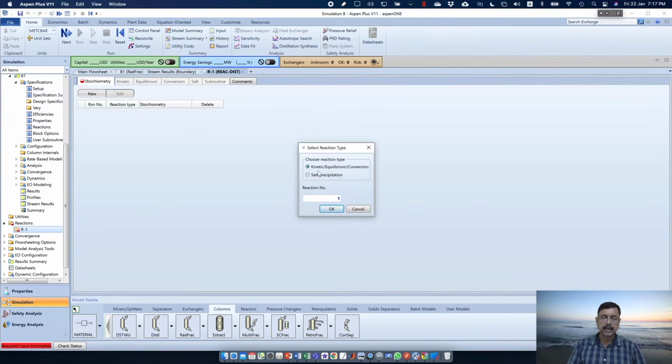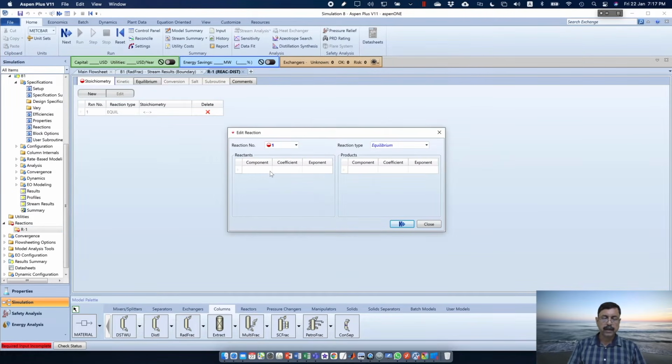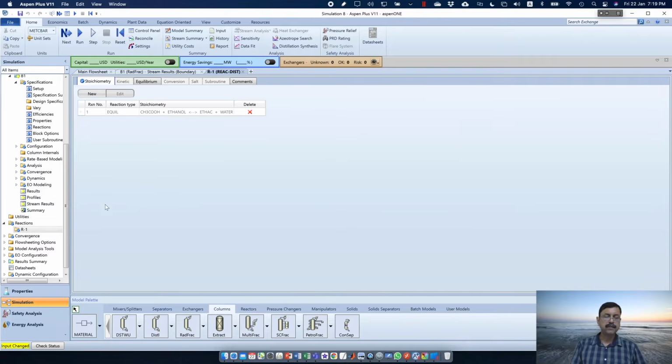It can be kinetic, equilibrium, or conversion. For the time being, let us take an equilibrium reaction. So it reacts the component acetic acid with ethanol. They produce ethyl acetate and water. Here the coefficients are -1 and -1 because they are reactants, and here the coefficients are 1 and 1 because they are products. Press next. Now the reaction is defined. Let us run. Now the result is complete.